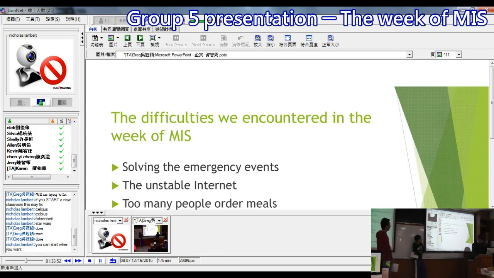Next one is too many people ordering meals. Maybe the week of MIS was very successful, so it attracted a lot of people to come and buy meals. But the food needs to cook for a while, and some people spent too much time waiting for the food. After some people complained about this, we prepared more people to cook, and the waiting time became shorter.